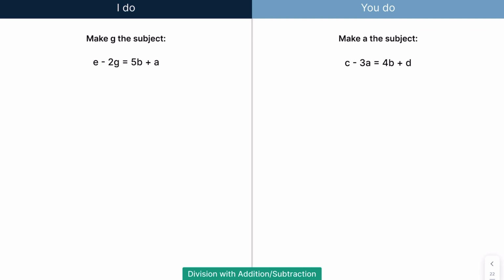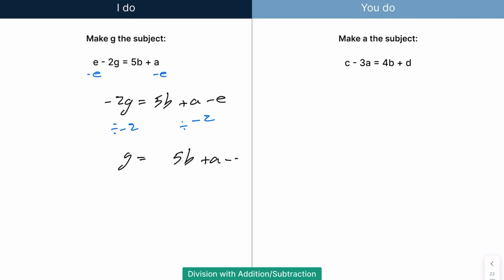So moving on, we've been asked to make g the subject of the formula. Now notice here, it is a negative 2g, so just bear that in mind. Now you can move it over if you want to start with, but we can get rid of it when we divide by 2. So the way I'll do this is I'll first get rid of the e. So minus 2g is equal to 5b plus a, minus e. Now I'm going to divide each side by minus 2. That will get rid of the negative for me. And that becomes g is equal to 5b plus a minus e, divided by minus 2, all at the bottom.